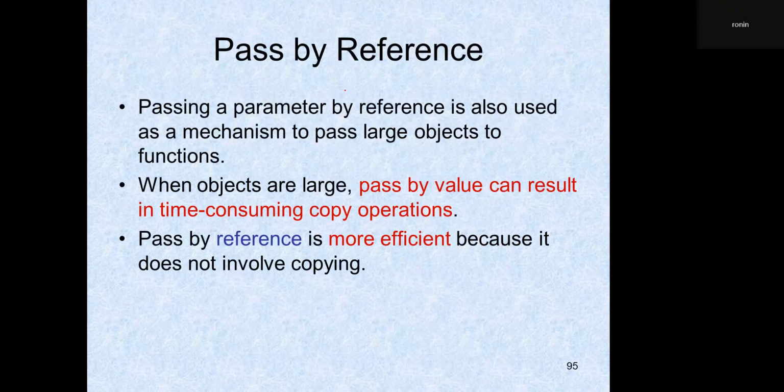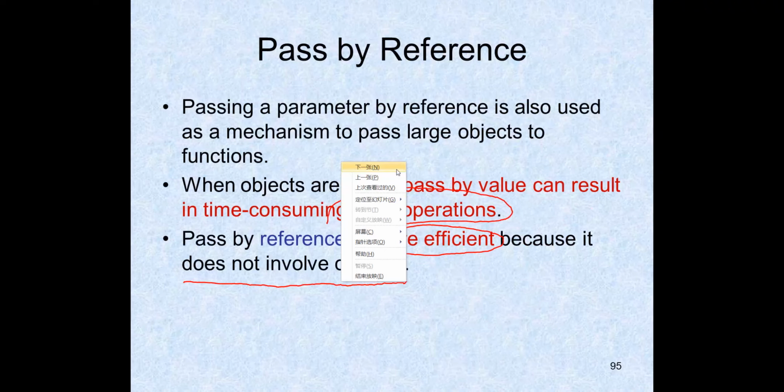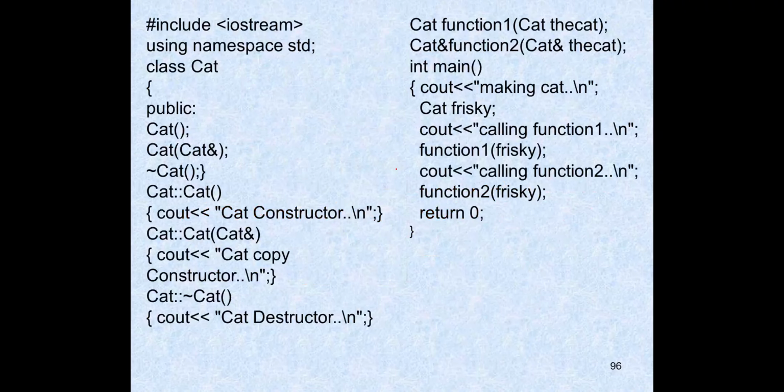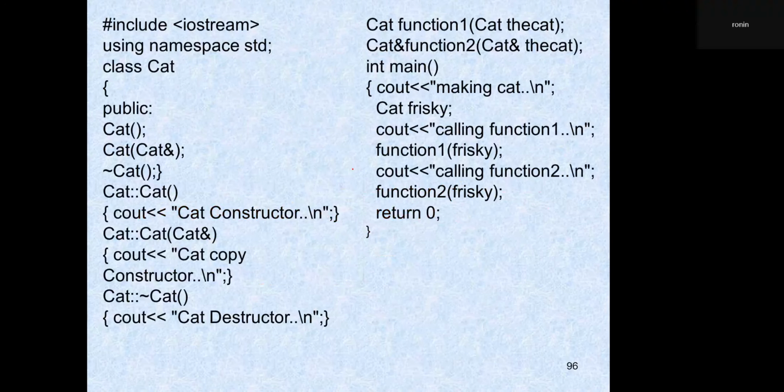When objects are large, pass by value can result in time consuming copy operations. Pass by reference is more efficient because it does not involve a copy. Look, this is a class. This is a user defined class Cat. This is a constructor. This is a copy constructor. Remember, the copy constructor is used to copy an object.